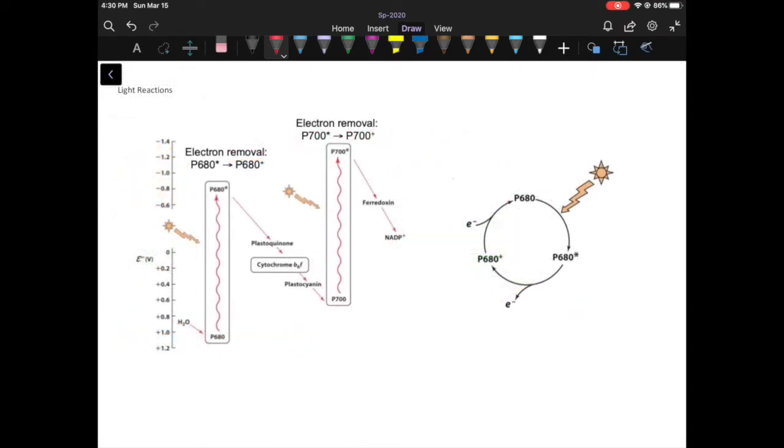So we'll take a closer look at each of the two main processes in photosynthesis. We'll start off with the light reactions. The main goal of the light reactions is to basically produce NADPH, which is an electron carrier, and ATP. And like I said before, these two are very important in the Calvin cycle.